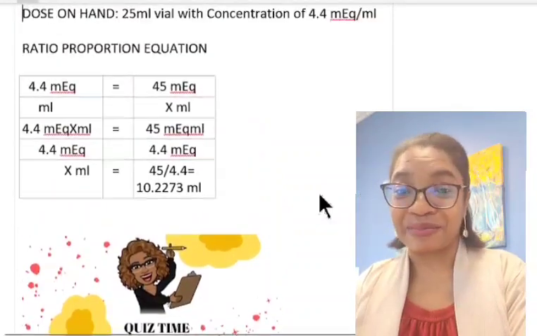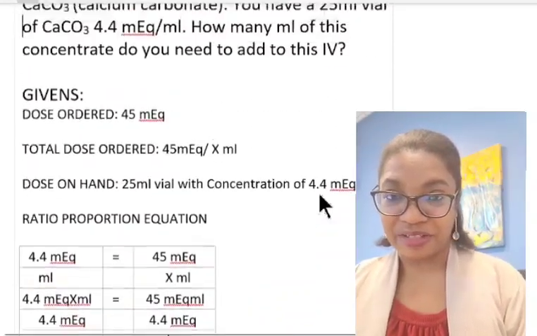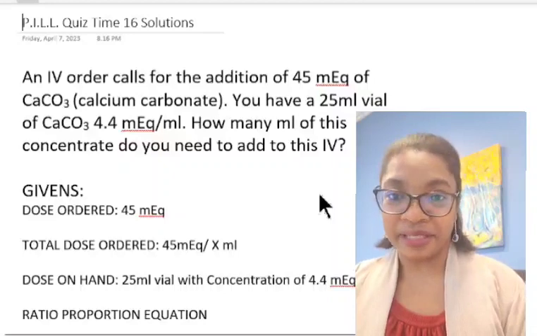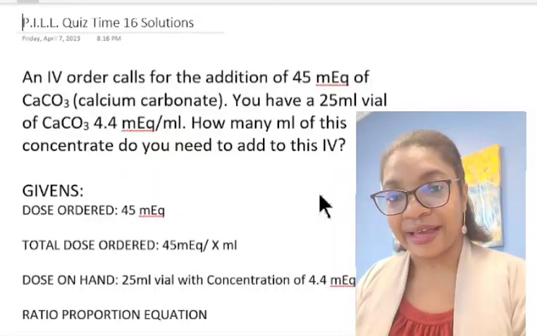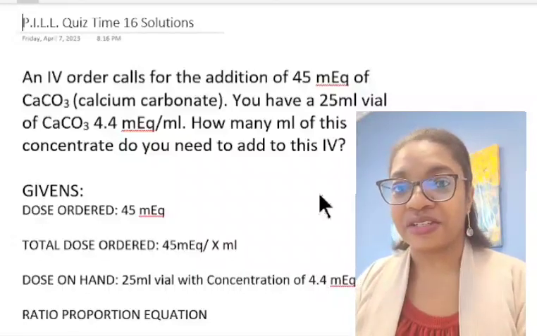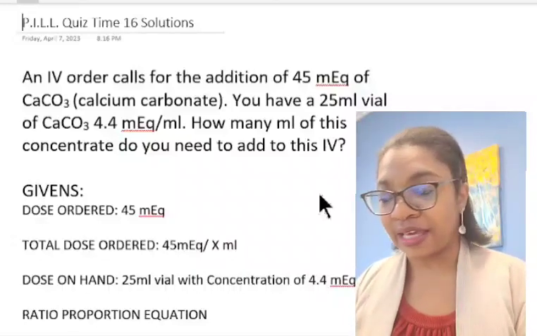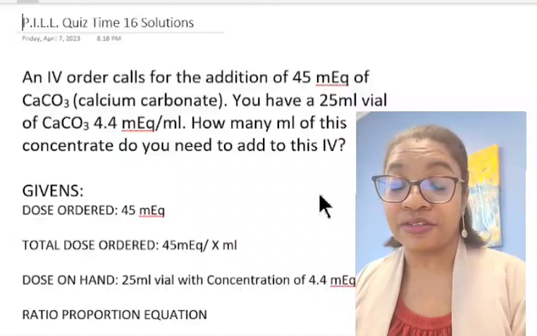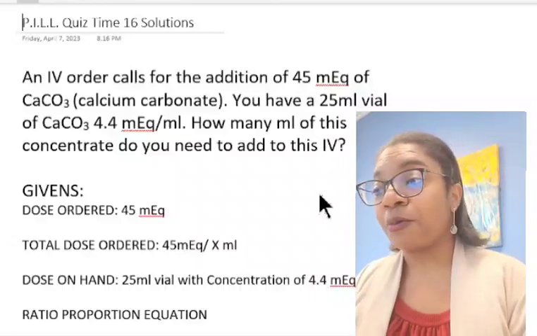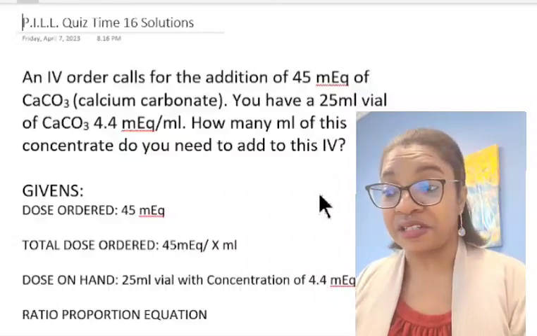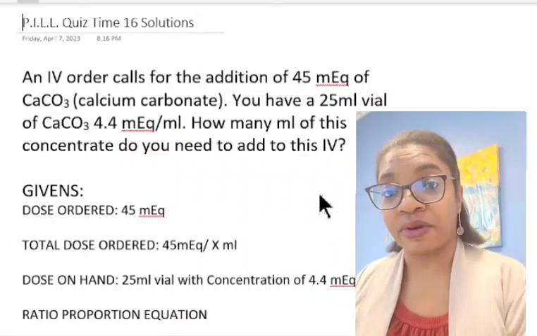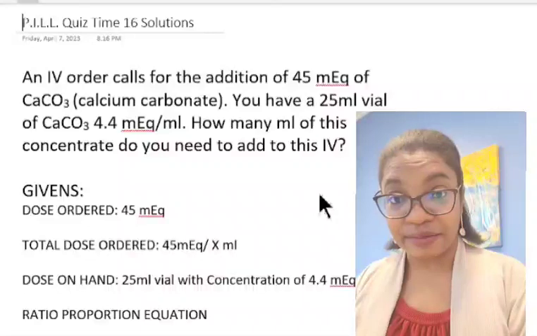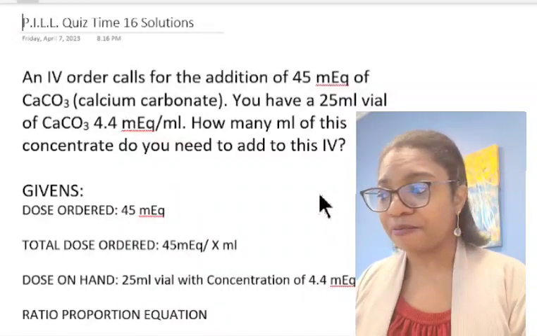I hope that was simple. I do want to point out, Chill Pills, when you're faced with a word problem that looks complicated, you want to identify your values, your given information, and things that you know that you can easily solve and plug into an equation. What we can do with this quiz question is identify the concentration, 4.4 milliequivalent per mL. There is a simple formula that you can utilize.